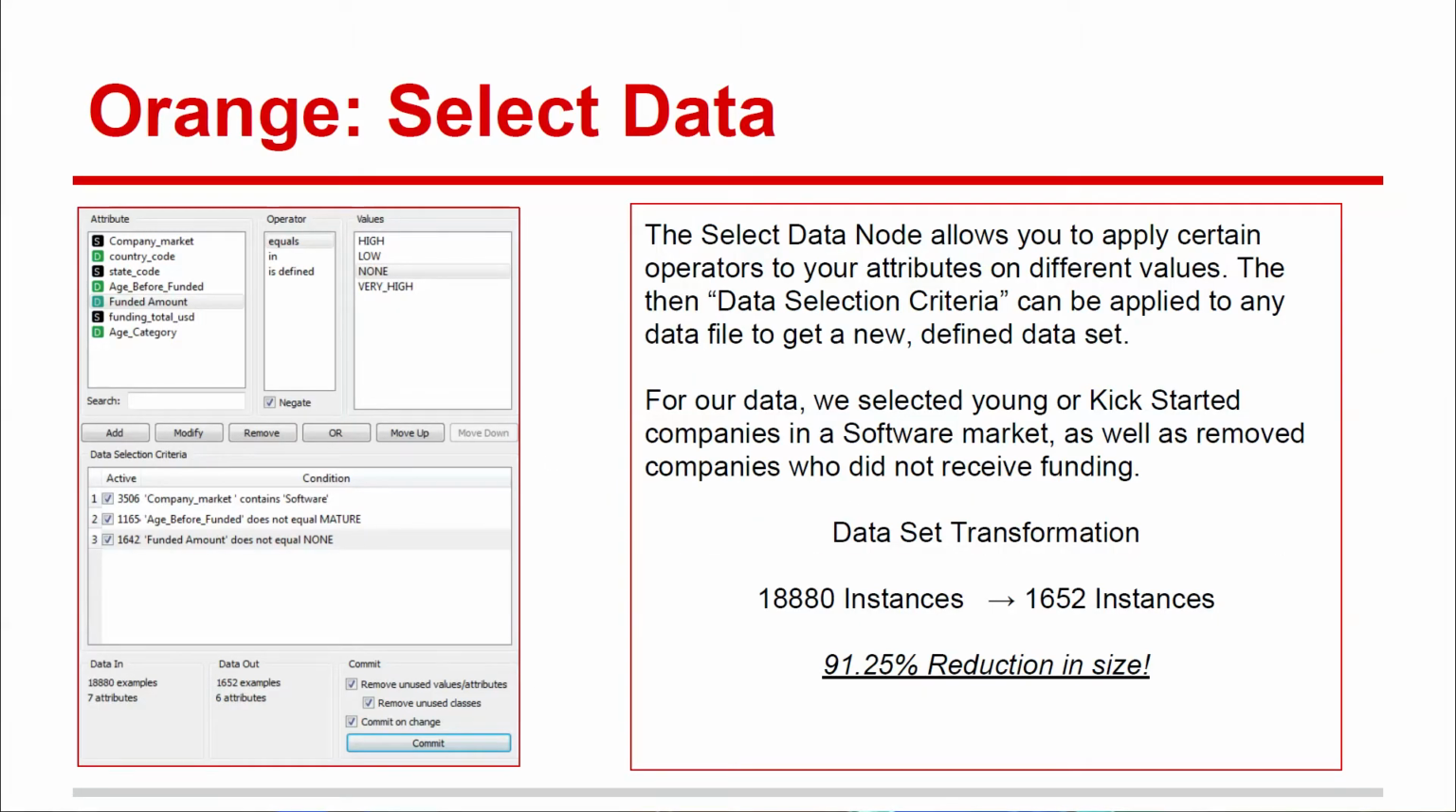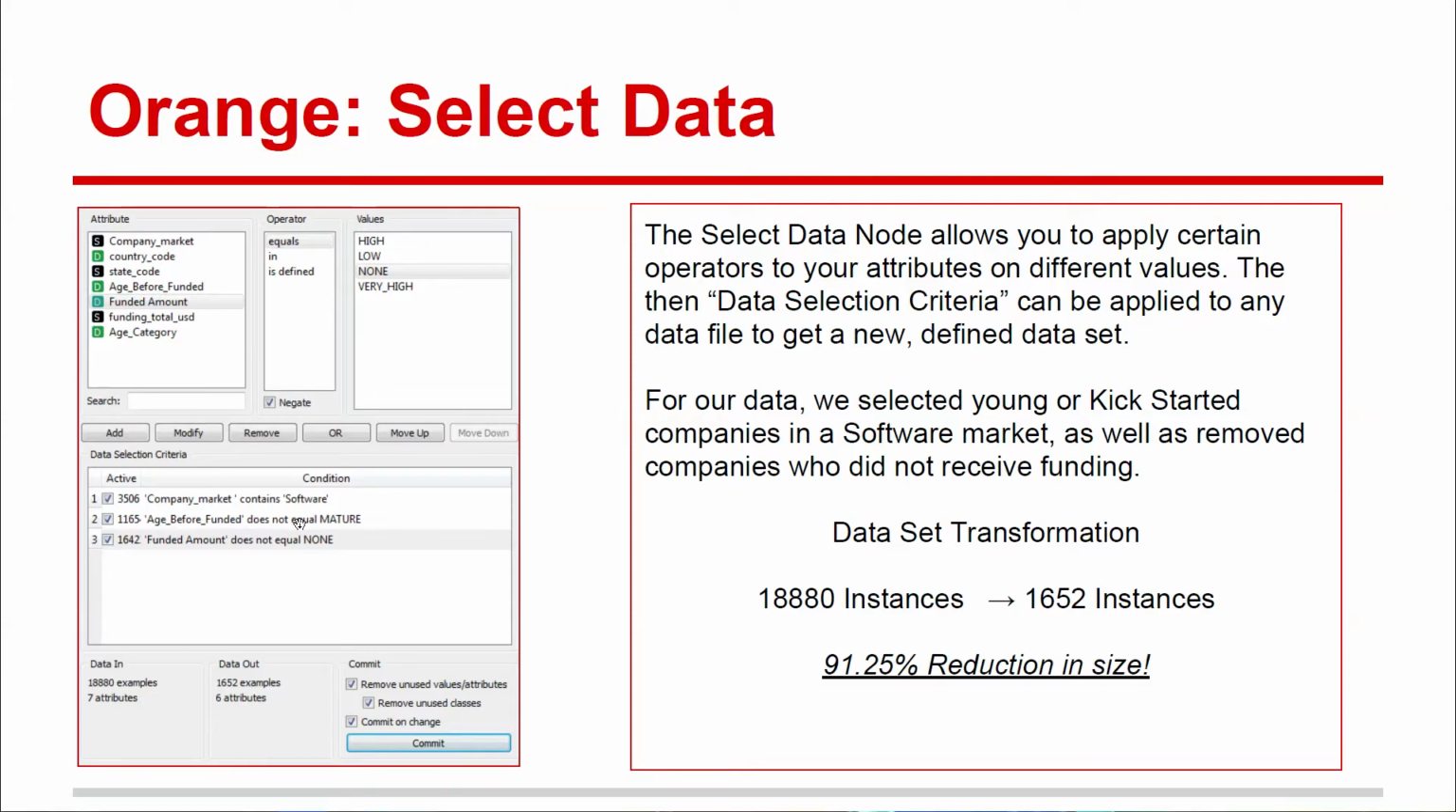So we're going to examine this Select Data node from Orange, and this allows us to apply certain operators to our attributes on different values. As you can see on the left here, we have the attributes, we have our operators, and we have our values. And here we did a few. We wanted to select the company market, and we wanted to see anything pertaining to software. And we also took age before funded, and we don't want to see anything immature.